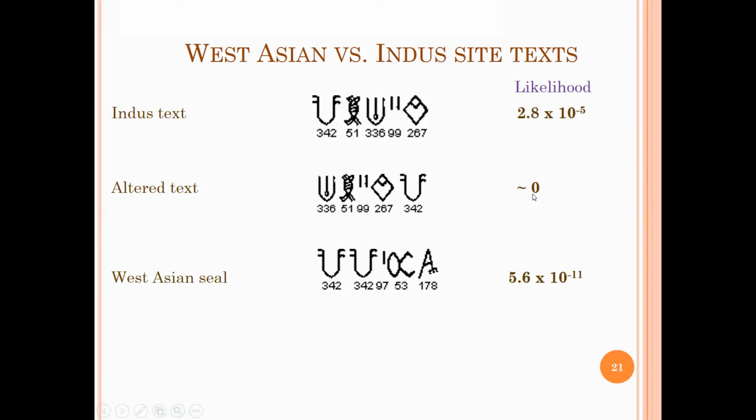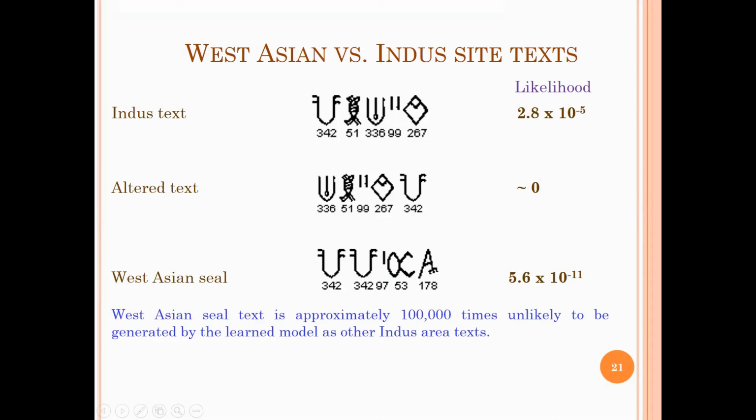Now, what about the West Asian seal? We had this sequence over here, and you can see that the likelihood of this text being generated by the model, which was trained by us on the Indus writing corpus, is very low. What does it suggest? It suggests that the West Asian seal text is about 100,000 times less likely to be generated by the learned model than other Indus area texts.